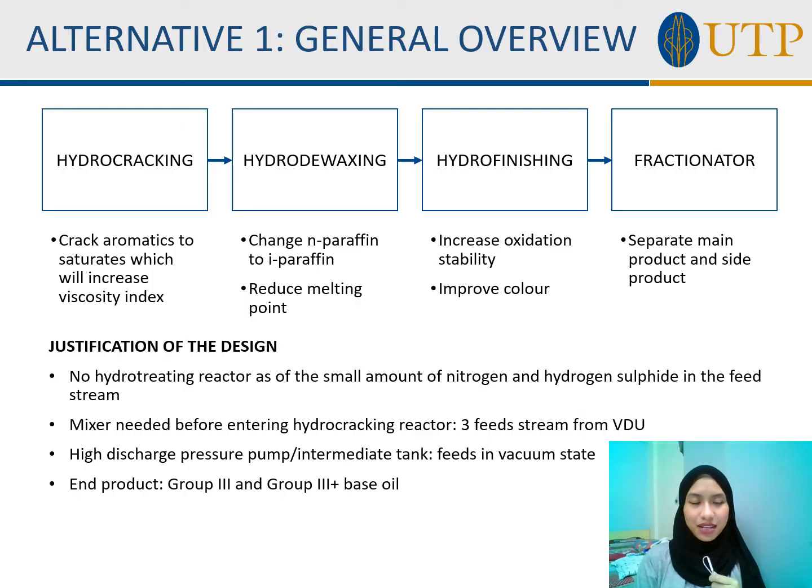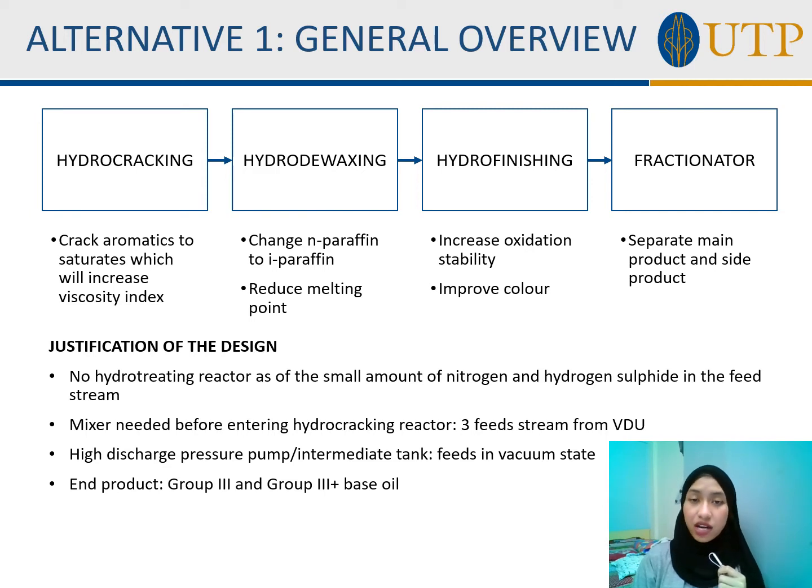Hi, hello, assalamualaikum, and a very good day. My name is Siti Nur Syaza and I'll be presenting the general overview of alternative one. In this alternative, we have 3 reactors and 1 distillation column. The first reactor is the hydrocracking reactor, where it will crack the aromatics to saturates, which will increase the viscosity index. Next, it will proceed to the hydrodewaxing reactor, where it will change the N-paraffin to I-paraffin and also reduce the melting points.